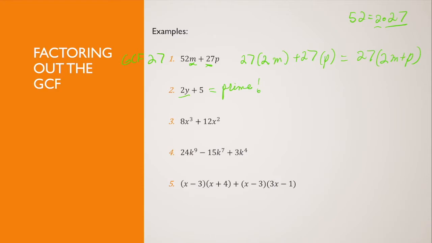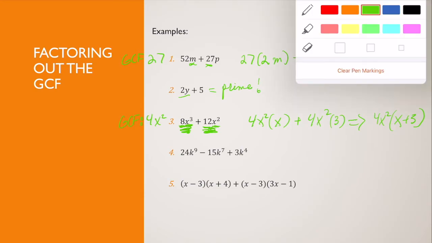If I have 8x cubed plus 12x squared, the greatest common factor of 8 and 12, the biggest number they have in common, is 4. The greatest common factor of x cubed and x squared is x squared, so that's my greatest common factor. 4x squared times 2x gives me 8x cubed. 4x squared times 3 gives me 12x squared. So I could rewrite this as 4x squared times 2x plus 3.